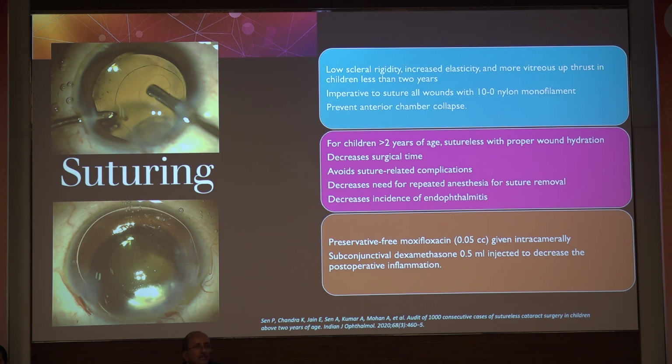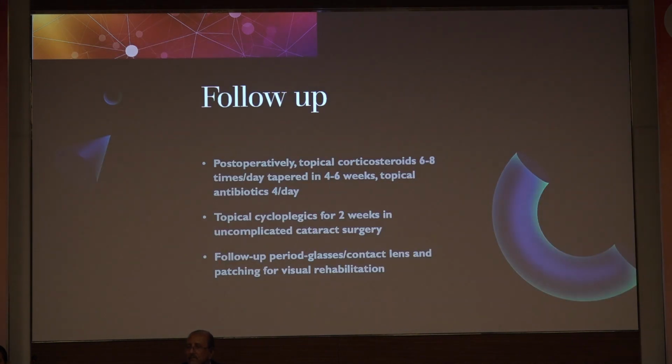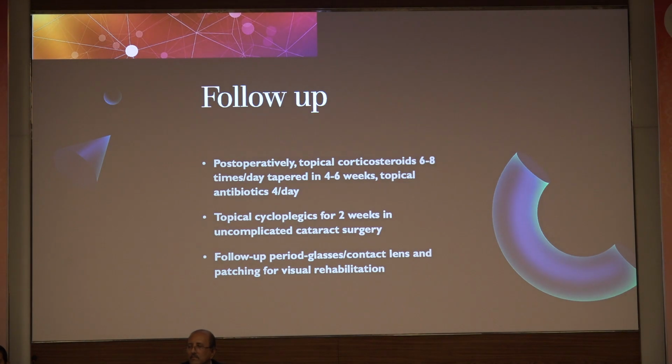Preservative-free moxifloxacin can be given intracamerally, and subconjunctival dexamethasone can be injected to decrease the post-operative inflammation. Follow-up can be done with topical corticosteroids 6 to 8 times per day, tapered over a period of 4 to 6 weeks. Topical antibiotics should be given around 4 times a day. Topical cycloplegics like homatropine or even tropicamide can be given for 10 days to 2 weeks in uncomplicated cataract surgeries.